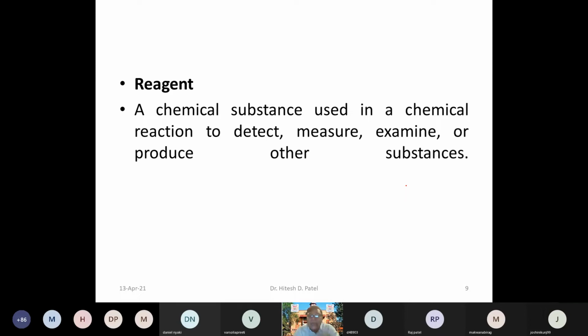So I think it is clear to all what reagents are in organic synthesis. એટલે કે ઓર્ગેનિક સિન્થેસિસમાં રિએજન્ટનો શું રોલ છે તે આ ડેફિનેશનથી ક્લિયર થઈ શકે.